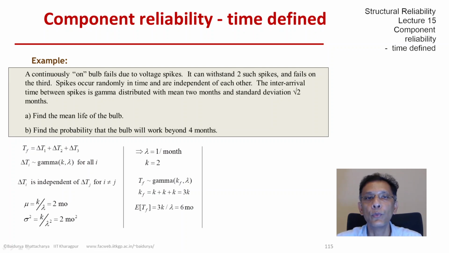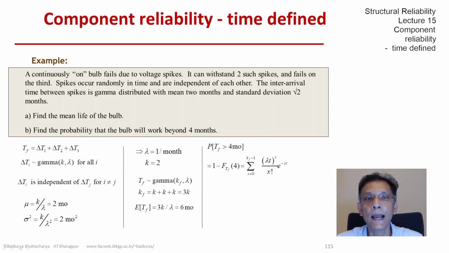So let's find out the mean life of the bulb. The mean of the gamma random variable is k over lambda. In this case it's 3k over lambda, and that is 6 months. So the average life of this bulb is 6 months. And now we need to find the probability that this bulb, whose mean is 6 months, is going to work for at least 4 months. So P of Tf greater than 4 months.